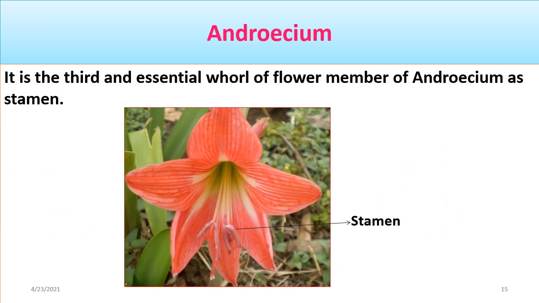Androecium is the next whorl of the flower, and it is one of the essential whorls of the flower. From the outside, it is the third whorl of the flower, and it is the male reproductive whorl, and the member of Androecium is the stamen. So here you can see this is perianth, and these are the stamens which are coming out of the flower, and we are studying this in detail in the next few slides.